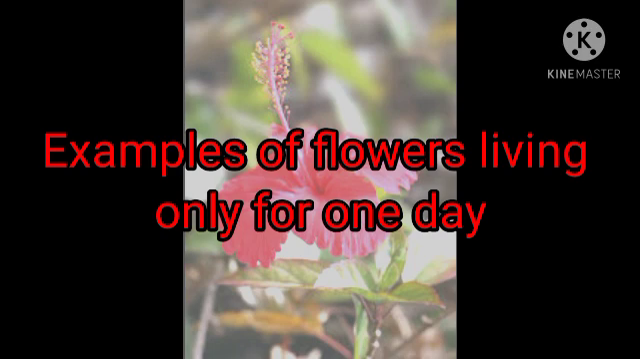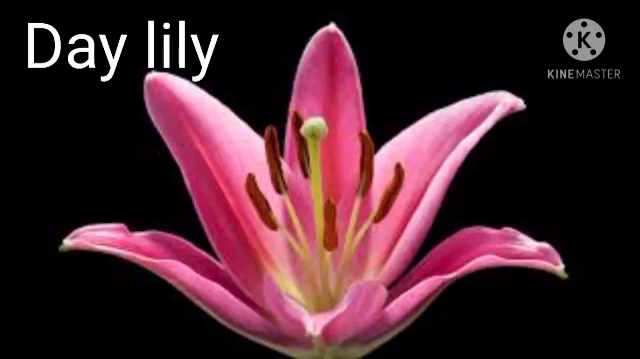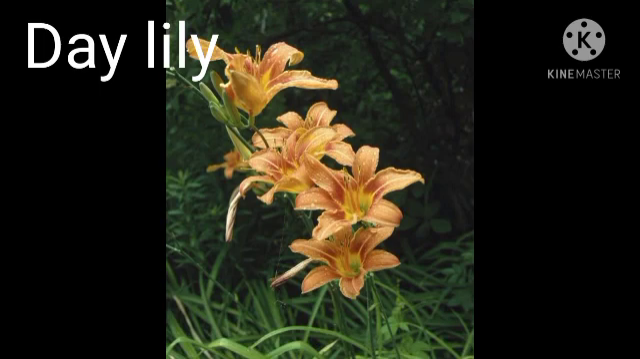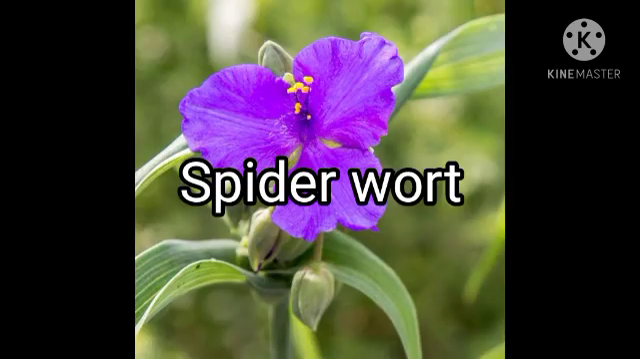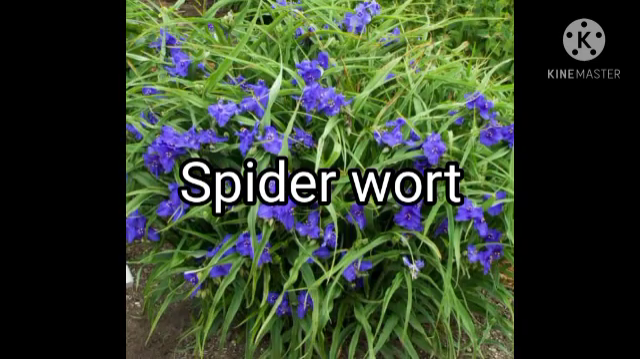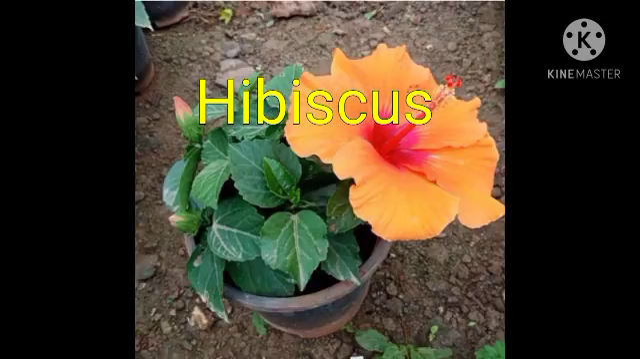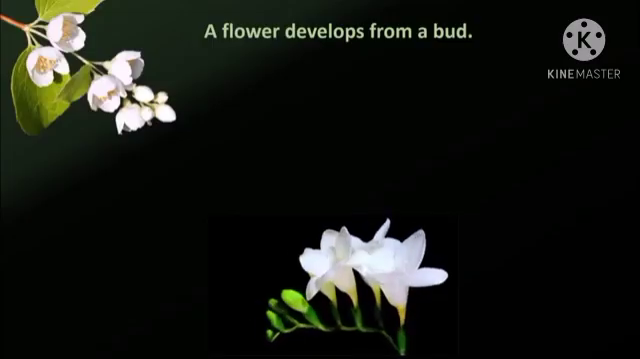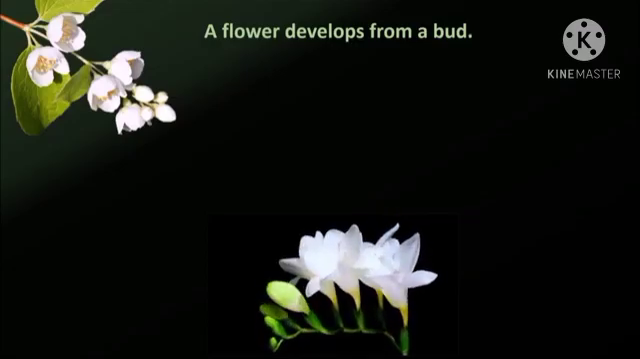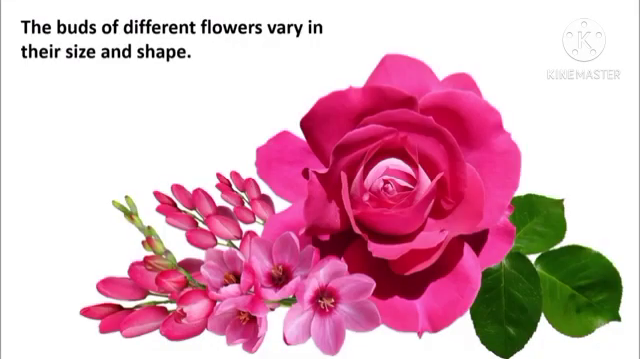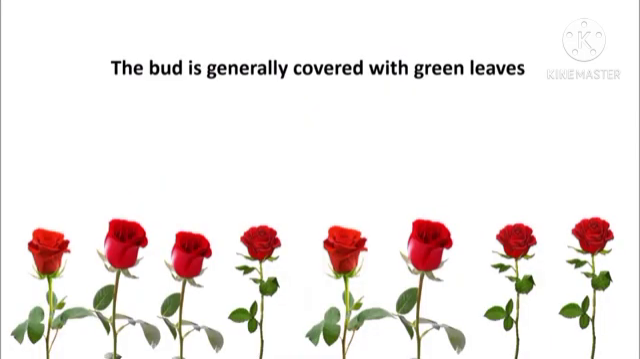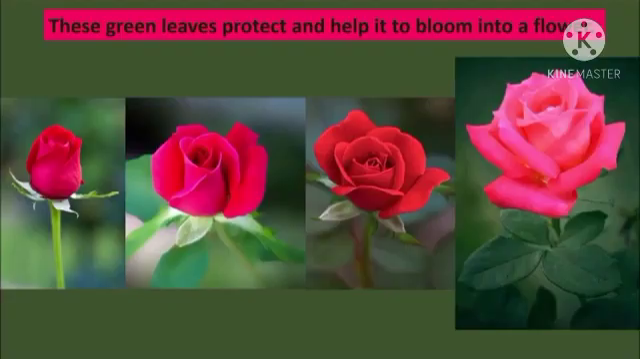Next, examples of flowers living only for one day are daylily, spiderwort, hibiscus, etc. A flower develops from a bud. The buds of different flowers vary in their size and shape. The bud is generally covered with green leaves. These green leaves protect it and help it to bloom into a flower.